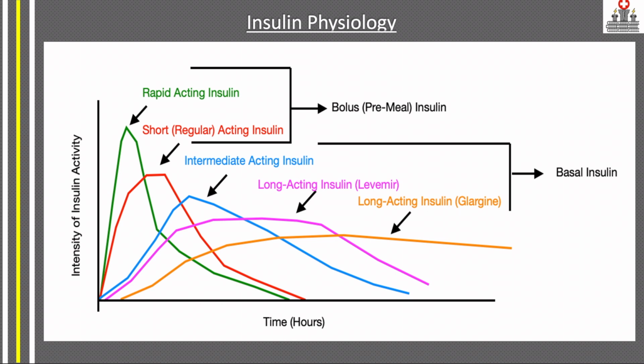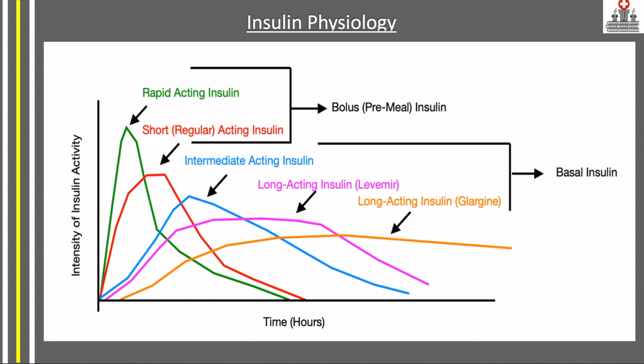And this is very important. We give these before a meal. They're known as bolus or preprandial insulin. And these are used to cover the carbohydrate content in the meal, or as I mentioned earlier, the correction factor. So if we look at the blue, the pink, and the orange, we see these are either intermediate or long-acting types of insulin, and this is known as the basal or background insulin.